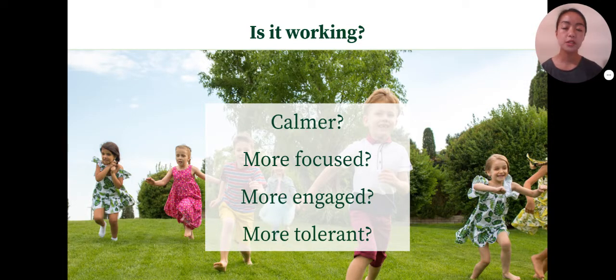And how do you know if these strategies are working? Change will probably happen slowly and incrementally. We're not looking to go from 0 to 100. You'll have to be really observant and celebrate the small milestones. Maybe you notice that your child is calmer.